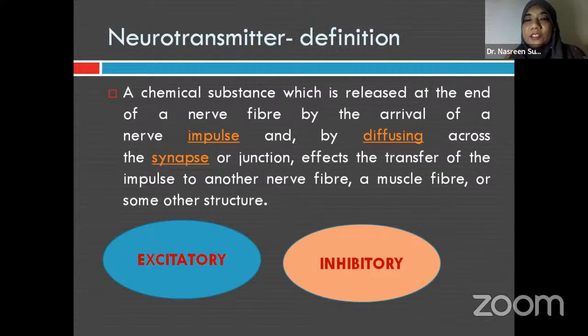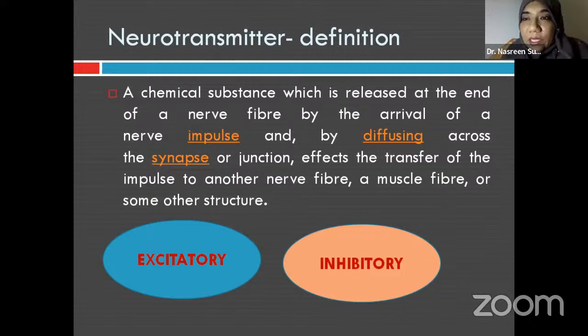So it is diffusing across the synapse or junction, and affects the transfer of impulse to another nerve fiber. Now it will transfer the information to the nerve fiber. It can be a nerve fiber, it can be an effector organ, which is a muscle or any other structure. So if you understand like this, it will be easy for you.